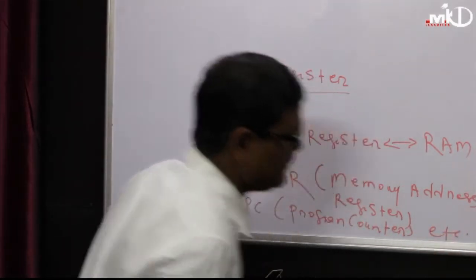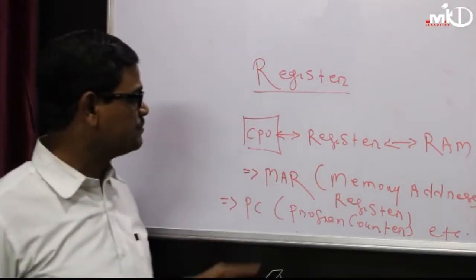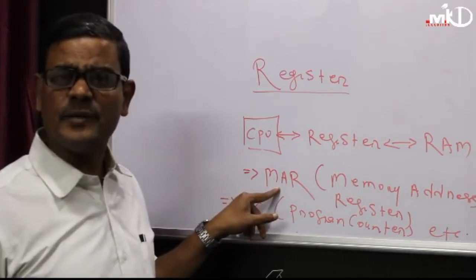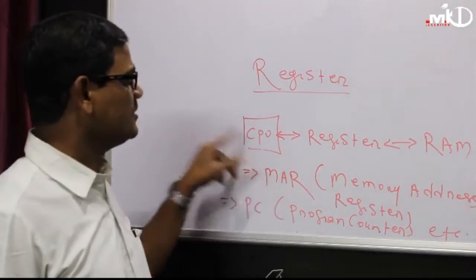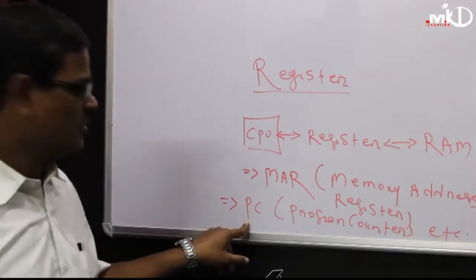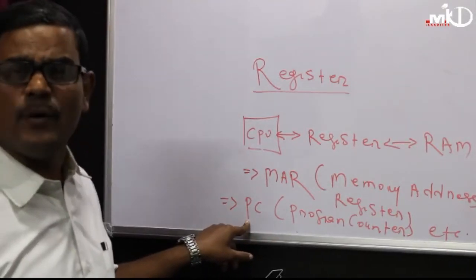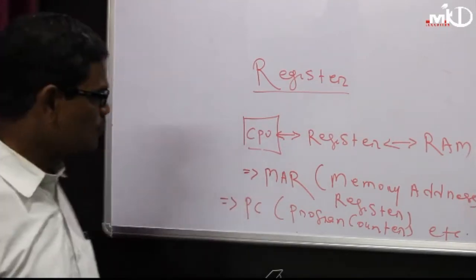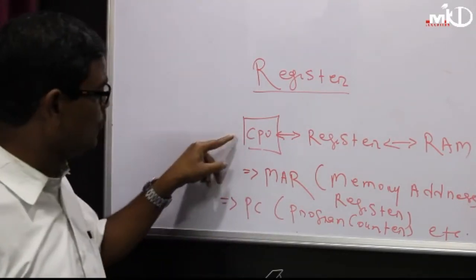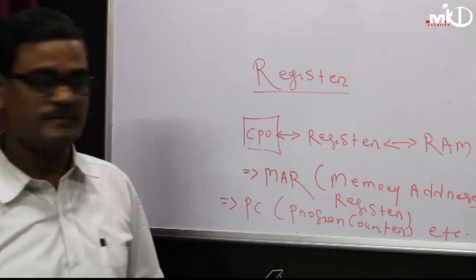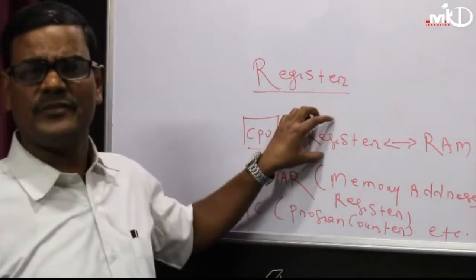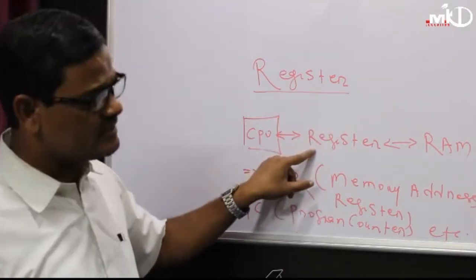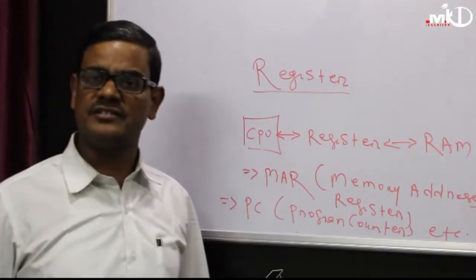Different types of registers are available, and the memory address register contains the address of the memory whose data is required by the CPU. The program counter register keeps track of the program, and it contains the address of the next instruction to be used by the CPU. Normally these registers have very low capacity, but their access is very fast, faster than the RAM as well as the secondary memory.